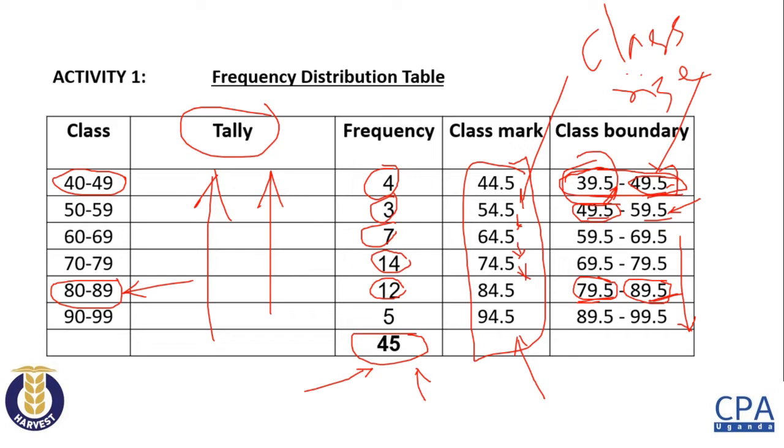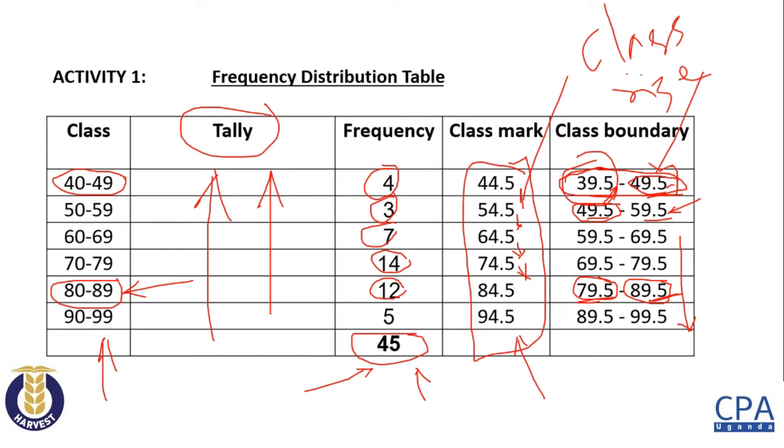And then again, we mentioned in our lecture 1 that class limits are the smallest and the largest observations in each class. Each class has two limits, the lower class limit and the upper class limit. The lower class limit of a class is the smallest data value observed, and the upper class limit is the largest data value that can go into that class. So we have fully answered our activity 1, which is the construction of a frequency distribution table.